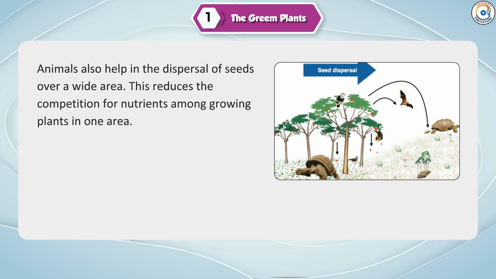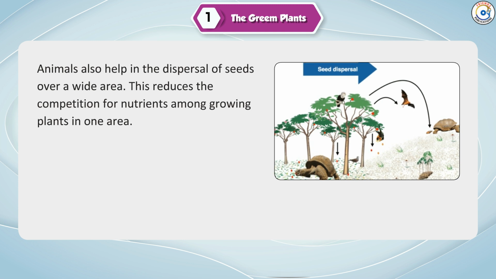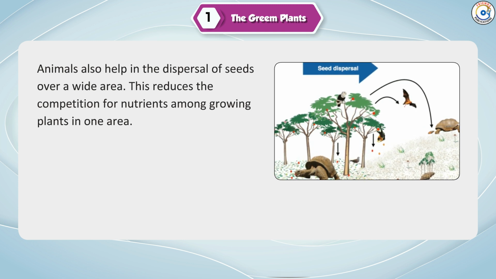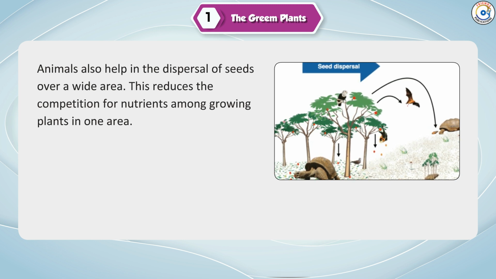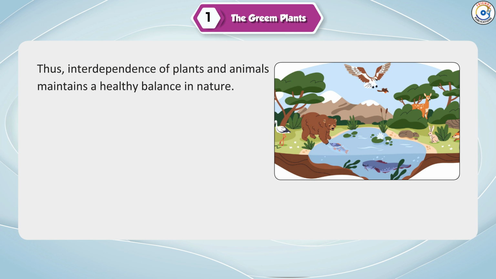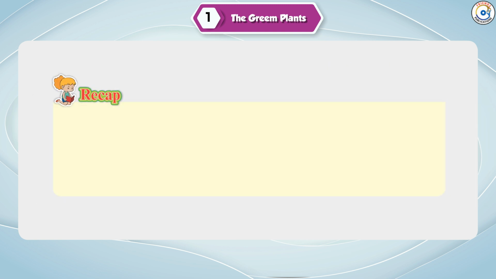Animals also help in the dispersal of seeds over a wide area. This reduces the competition for nutrients among growing plants in one area. Thus, interdependence of plants and animals maintains a healthy balance in nature.